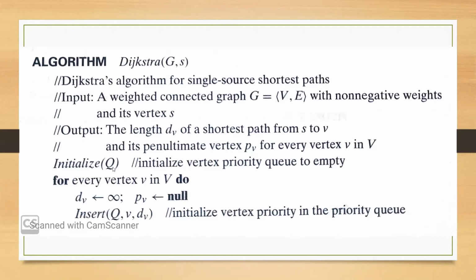You initialized the queue in the first step. We have to take that queue and insert all these elements. Insert into the priority queue, comma v. V is nothing but the vertex name, and the distance of V, dV. You are inserting two things into the queue: the vertex name and the distance of V. So we initialize vertex priority in the priority queue. Now all the vertices along with their distances are inserted in the queue.